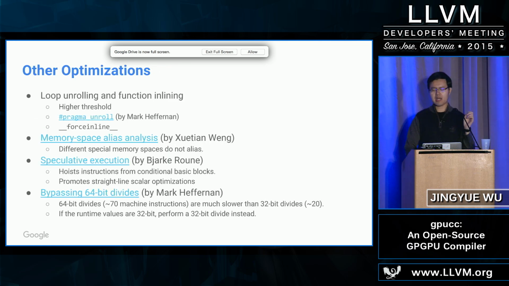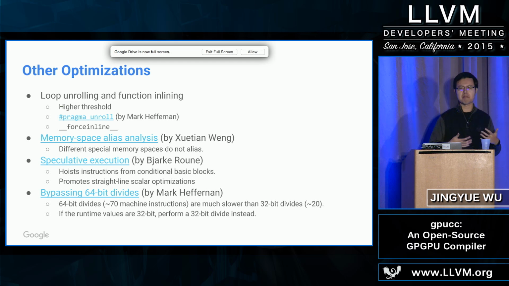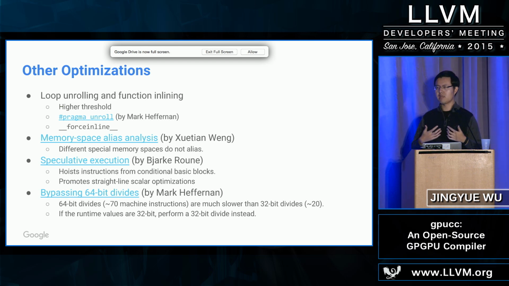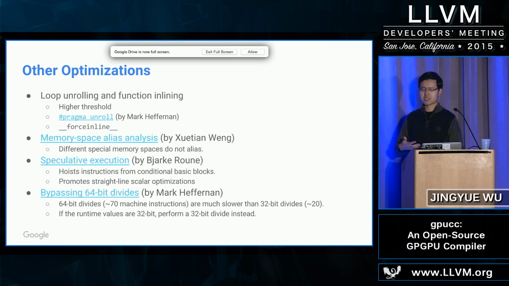So I talked about straight-line optimizations and memory space optimization. There are some other optimizations I want to talk about. They're not as complicated, but also very important. The first one is that we do more aggressive loop unrolling and function inlining. The reason, again, is that control flow transfer on a GPU is much more expensive, so we usually need to deploy a higher threshold.